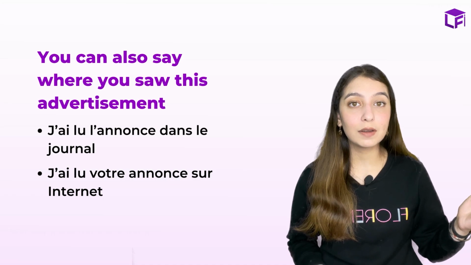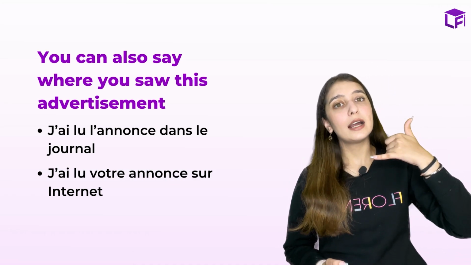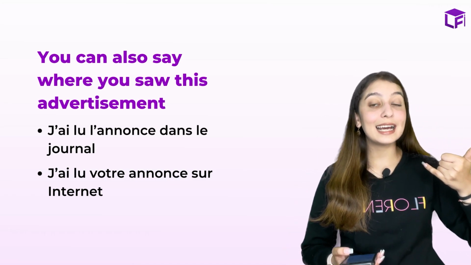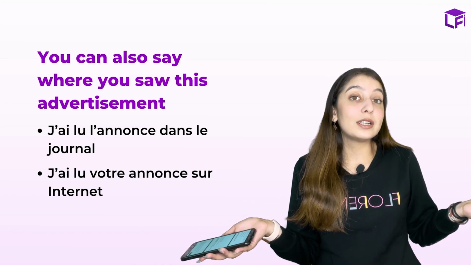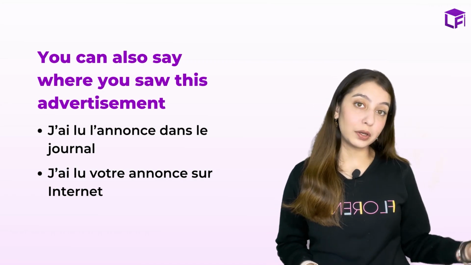You can go to that website and check for it and simply refer to that, like I saw it in this magazine, I saw it in the newspaper, I saw it on the internet site. J'ai lu annonce dans le journal. I saw it in the newspaper. J'ai lu votre annonce sur internet. I saw it on a website.